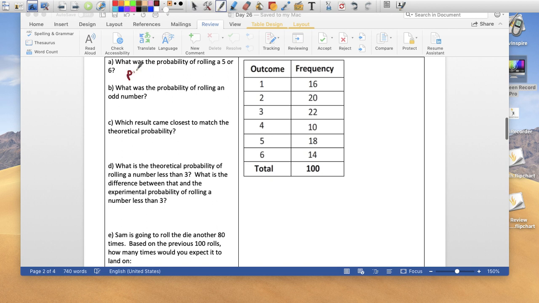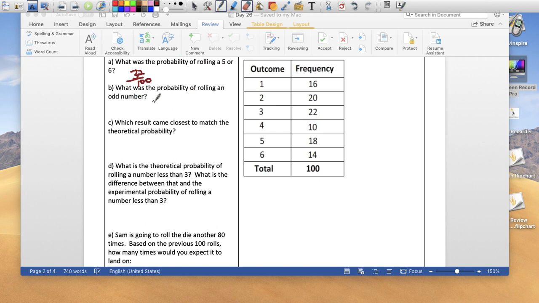Well, the probability of rolling a 5 or a 6 was 18 plus 14, right? So if I rolled a 5 or if I rolled a 6, I win. So I have to add these two. 18 plus 14 was 32 out of 100. I'm not going to simplify. I'm just going to leave it like that.